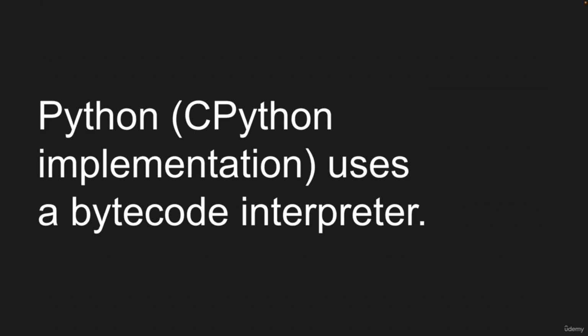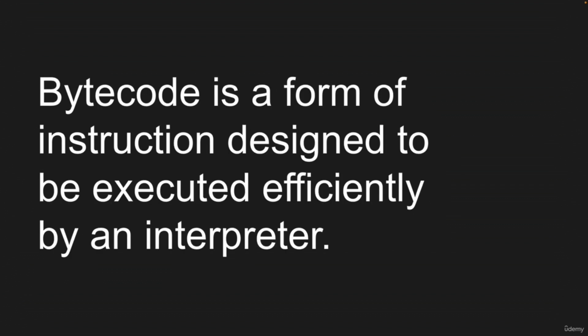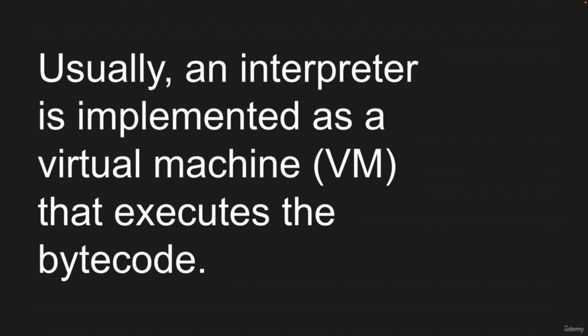Python, or the CPython implementation, uses a bytecode interpreter. Bytecode is a form of instruction designed to be executed efficiently by an interpreter. It's kind of like machine code, but written in very simple instructions that can be easily executed by the interpreter.